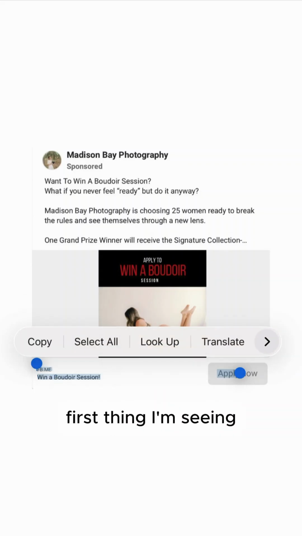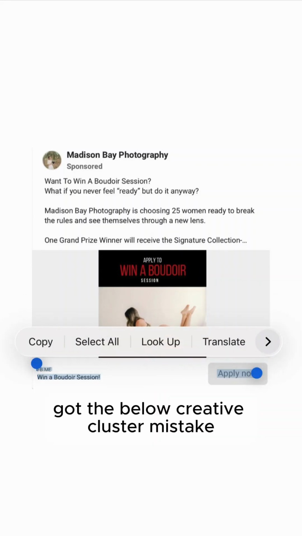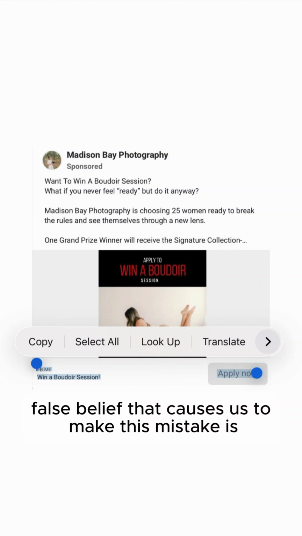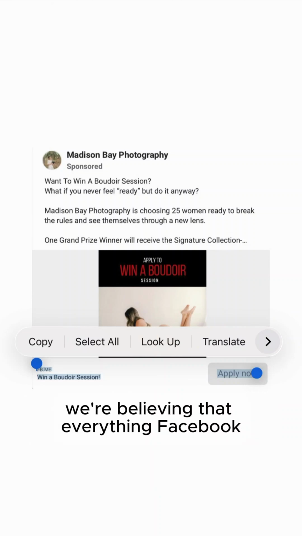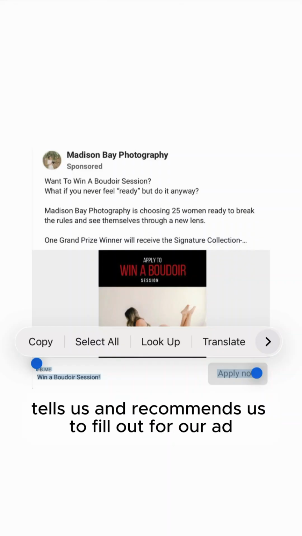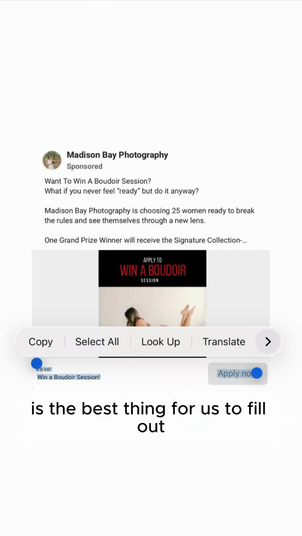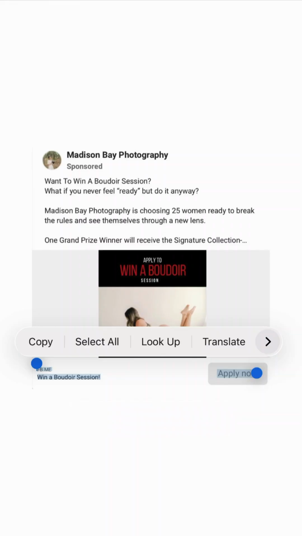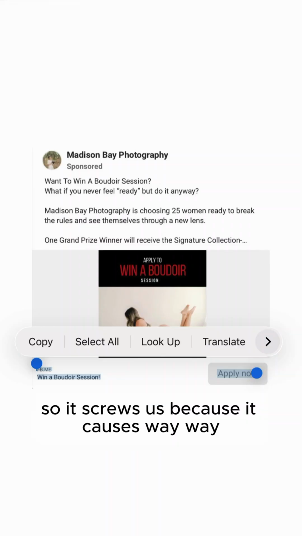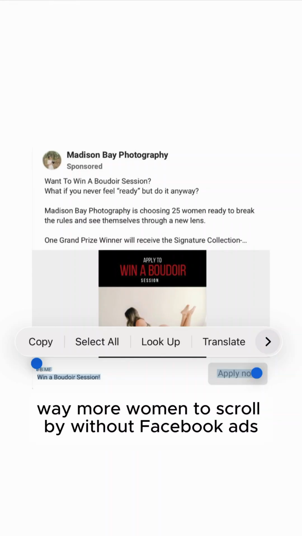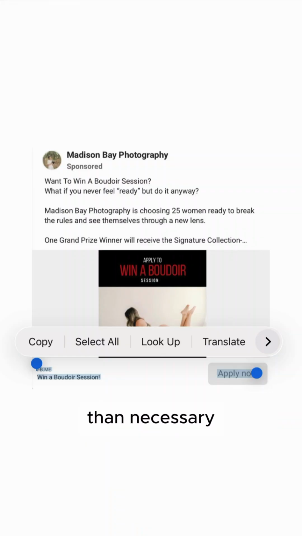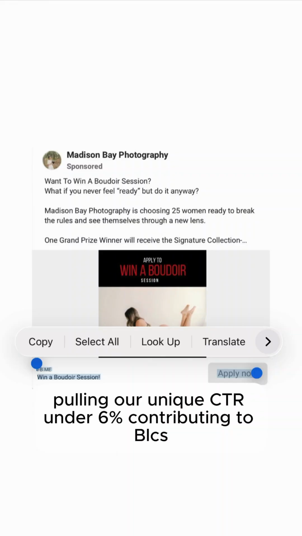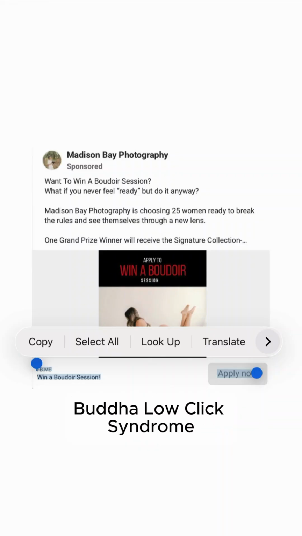First thing I'm seeing, got the below creative cluster mistake. The false belief that causes us to make this mistake is we're believing that everything Facebook tells us or recommends us to fill out for our ad is the best thing for us to fill out, and not the best thing for Facebook when we fill it out. So it screws us because it causes way, way, way more women to scroll by our Boudoir Facebook ads than necessary, pulling our unique CTR under 6%, contributing to BLCS, Boudoir low click syndrome.